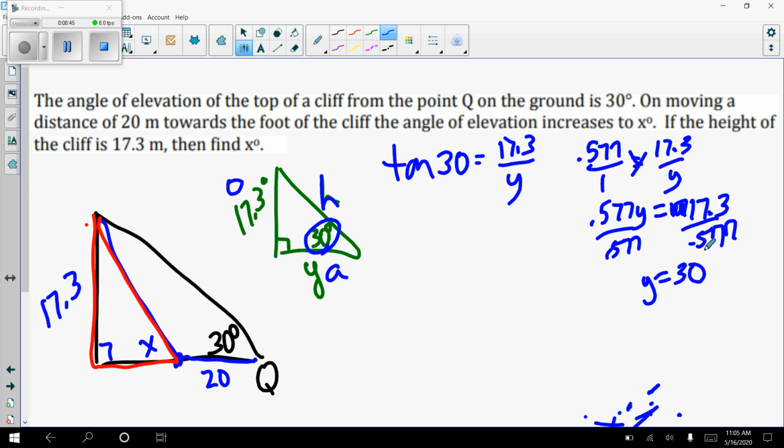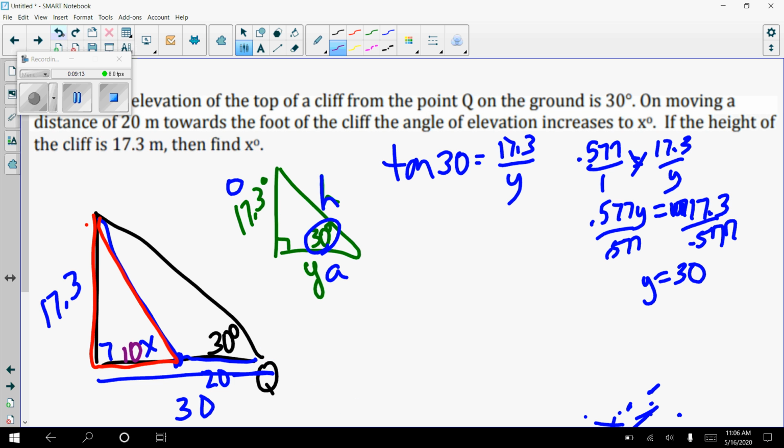So remember what we were actually finding there was that this whole side is 30. So if we move 20 meters closer, doesn't that mean this has to be 10? 30 minus 20? So now we have a triangle where this is 17.3, this is 10. Oh, sorry, that's not 30. Oh man, I just keep messing up, don't I? Let me go back here. So we have a triangle where this is 17.3, this is 10. We're trying to find that.